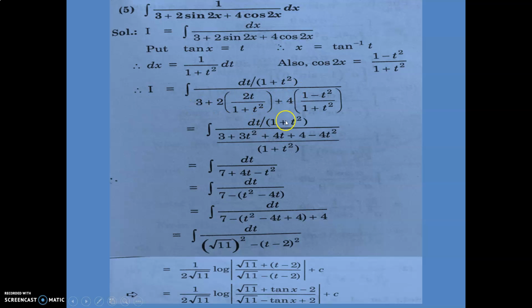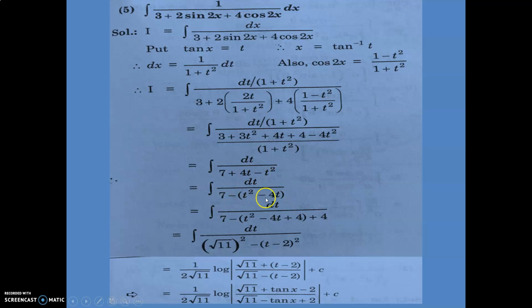So integral 1 upon 1 plus t square, and taking LCM, 3 into 1 plus t square, that is 3 plus 3t square, plus 4t, plus 4 minus 4t square upon this one. So both the denominators are same, you can cancel it. So integral dt upon minus t square is there. So 3 plus 4 is 7 plus 4t minus t square. Now you can take this minus outside, only these two terms will be considered. This is constant, you don't need to worry about it. So integral 1 upon 7 minus t square minus 4t.